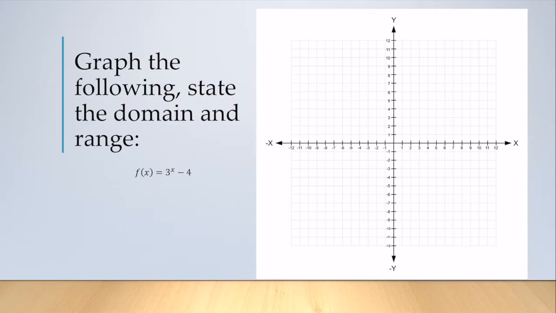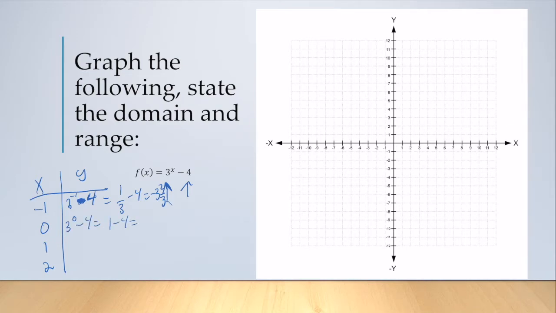So let's graph the following and state the domain and range. So I have 3 to the x minus 4. So that means my graph has been shifted down 4. So let's pick some x values. Let's pick some easy ones. Negative 1, 0, 1, 2. Why not? So if I have 3 to the negative 1 minus 4, that is 1/3 minus 4, which would be negative 3 2/3. If I have 3 to the 0 minus 4, that's 1 minus 4, which is negative 3. 3 to the 1 minus 4 would be 3 minus 4, which is negative 1. And 3 squared minus 4 would be 9 minus 4, which is 5.